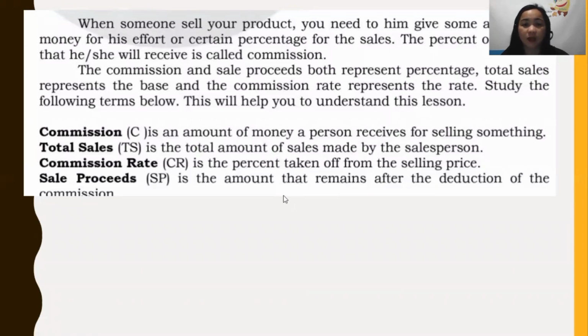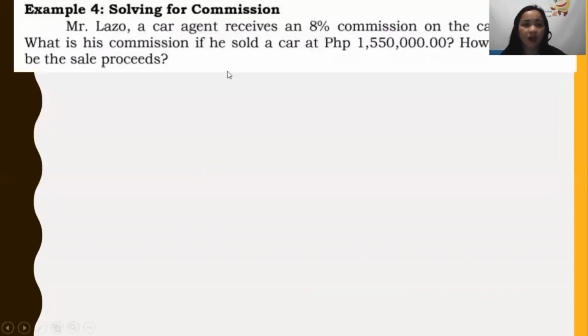Gawa natin ang problem. Alright, here is the example problem. Mr. Lasso, a car agent, receives an 8% commission on the car that he sells. What is his commission if he sold a car at 1,550,000 pesos? How much will be the sale proceeds?